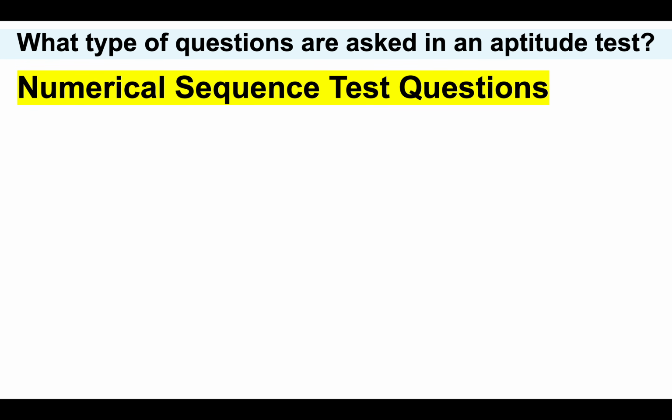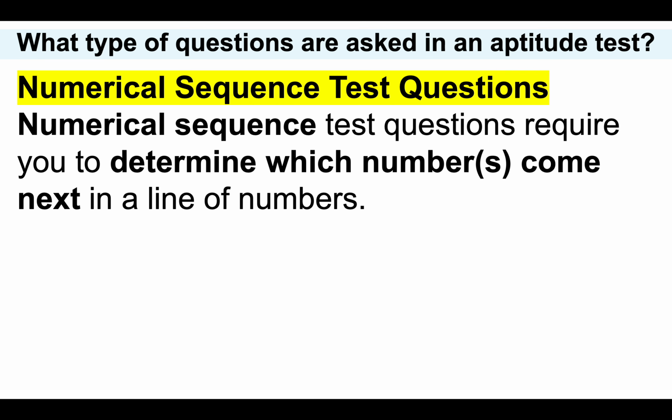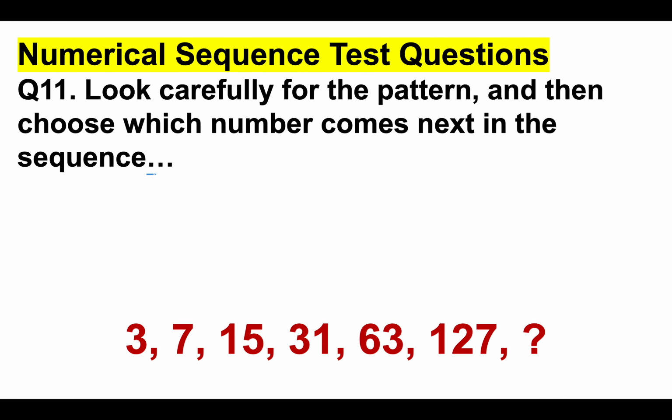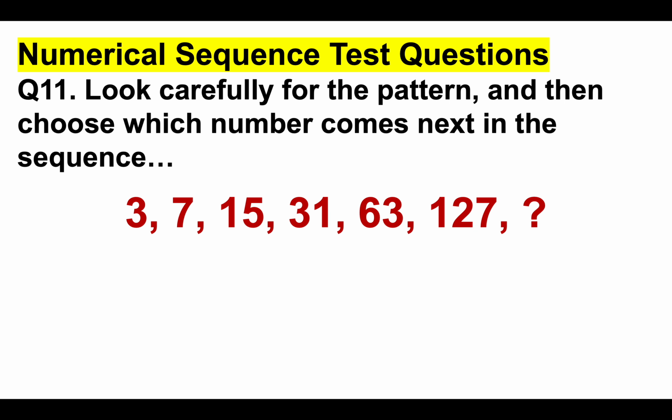Let's now take a look at a real common type of aptitude test question. And this one's numerical sequence test questions. Now, numerical sequence test questions require you to determine which number or numbers come next in a line of numbers. So let's have a look at a sample question. Look carefully for the pattern and then choose which number comes next in the sequence. And we have to decide which one goes there where the question mark is.